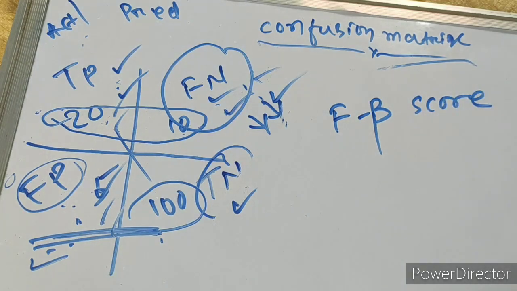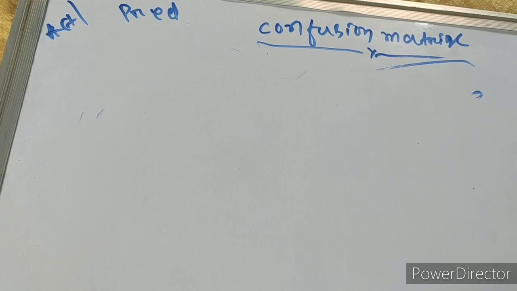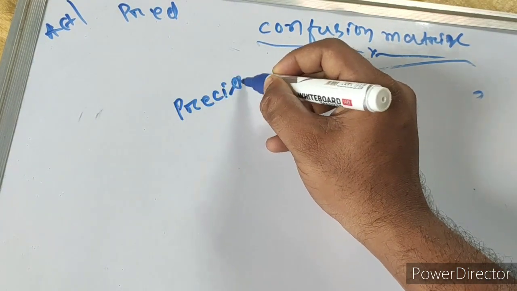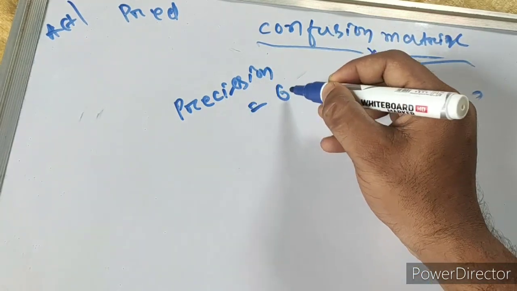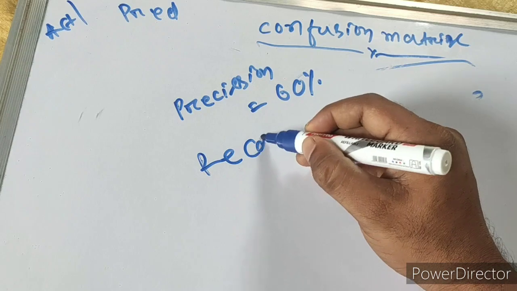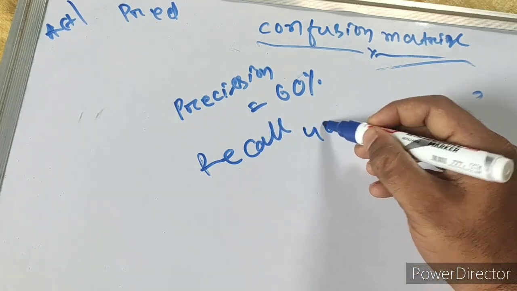So what does F beta score mean? By changing the beta value, we can give a certain kind of weightage so that we can get our data accordingly. Accordingly means, I'll tell you, suppose there are two models. In one model we get a precision of 60% and recall of 40%.